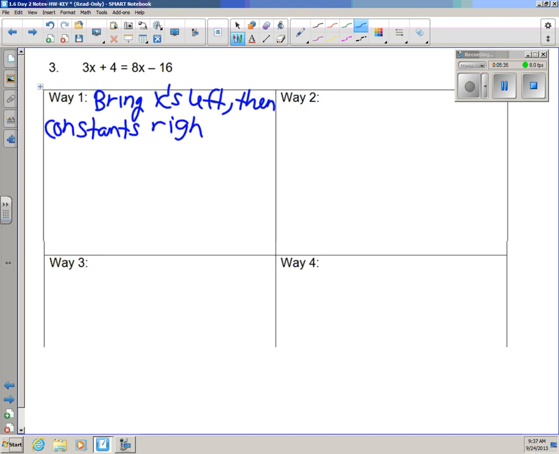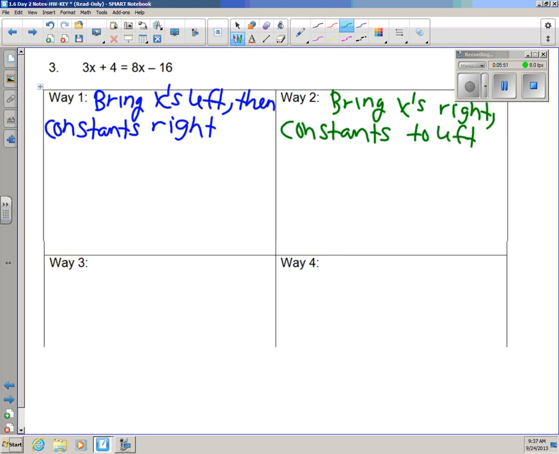That's one way to solve it. Somebody might say, well, wait a second, I want to bring the x's to the right first. And if I bring x's to the right, then I have to bring constants, numbers that don't have x's, to the left. That's how they wanted to solve it.